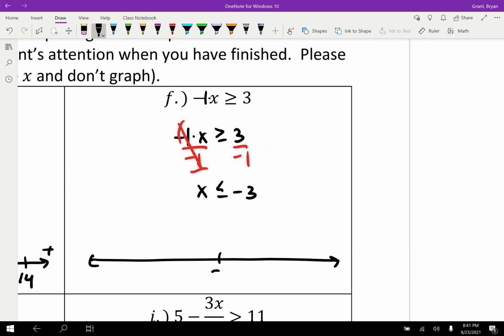Number line, negative 3, negative 4, negative 5, negative 6, negative 2, negative 1, and 0. Here is negative 3. Let's shade that in because we have that equal to sign up above, and then we are going to the left. There we go.